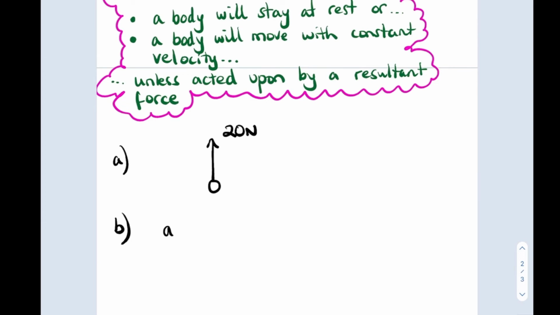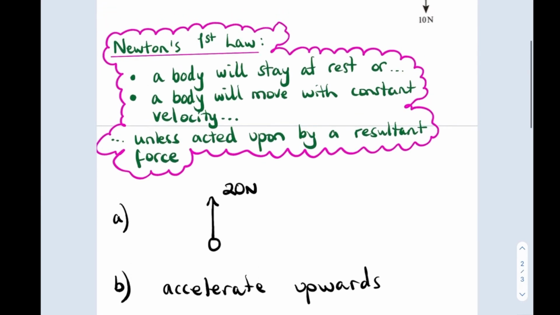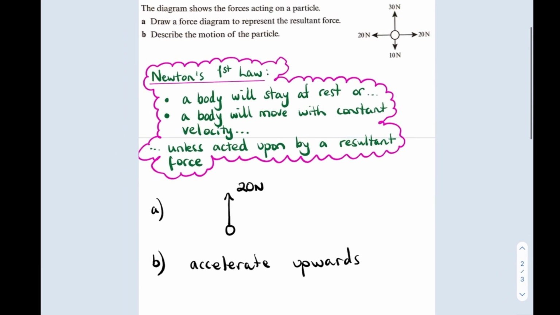Now this particle could have been moving with constant velocity or at rest originally, but after these forces were applied, since the upwards direction has a resultant force of 20 newtons, the particle will actually accelerate in that direction, making sure that F equals ma, but that will be the second law of motion, so Newton's second law.